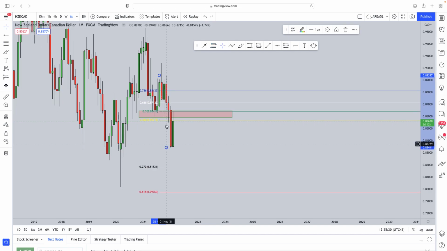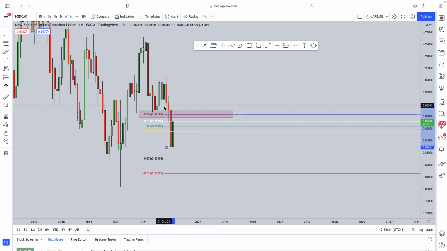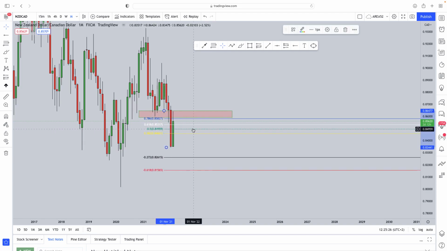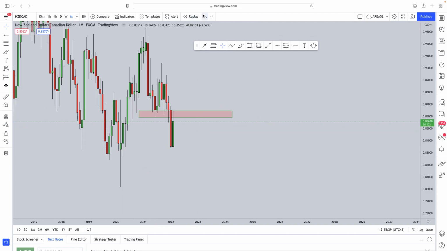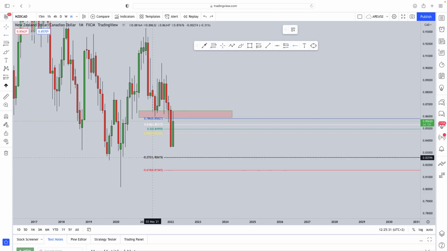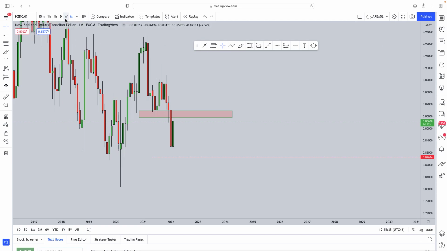And if you take your Fibonacci from the high to the low of this massive impulse leg, you can see how the market tested and rejected the 50% Fibonacci level, giving us an indication that we can definitely look for a selling opportunity to the minus 27, for the market to go and test that previous level of support that it had created.